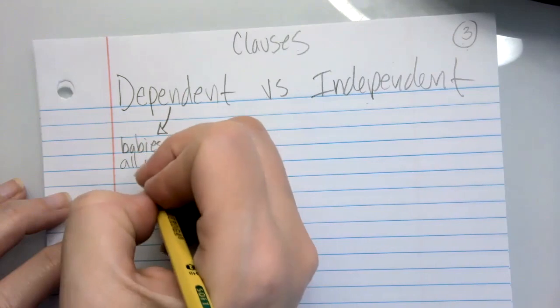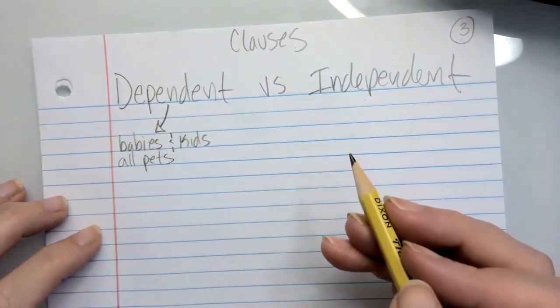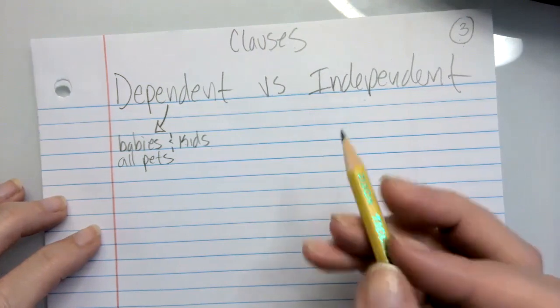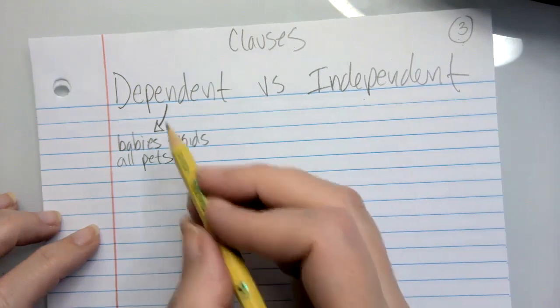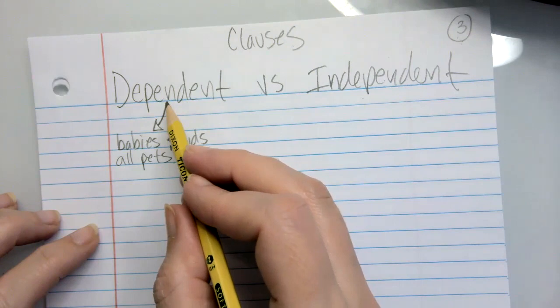All household pets are dependent. Wouldn't you agree? If you don't feed your dog, it dies. If you don't give your dog water, your dog dies. It's the same with any pet. Any household pet is 100% dependent upon its owner for survival.